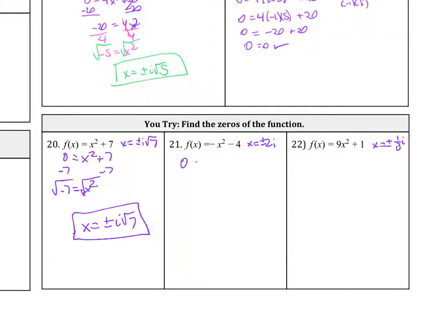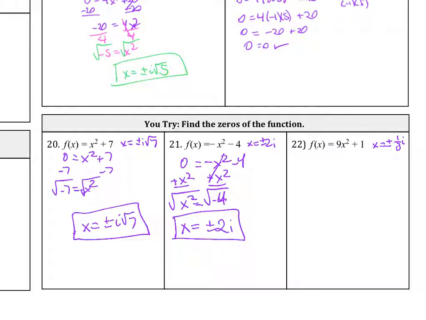Number 21, we can set it equal to 0, so we get 0 equals negative x squared minus 4. So let's add x squared to both sides. So now we get x squared equals negative 4. We square root. We get x equals plus or minus 2i. So notice 4 is perfect, right? So that comes out, and then we have an i. If you wanted to separate it, negative 1 and 4. Okay, so maybe that helps out. This is the i, and this is perfect too.